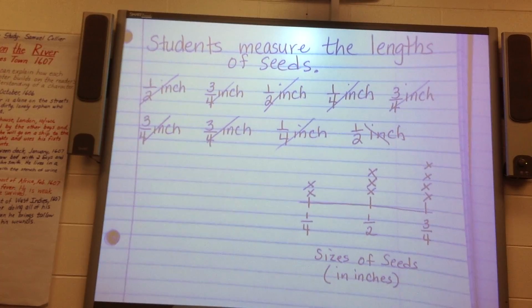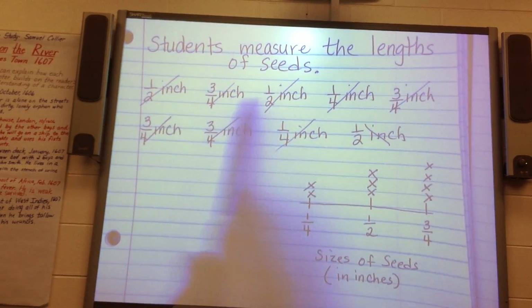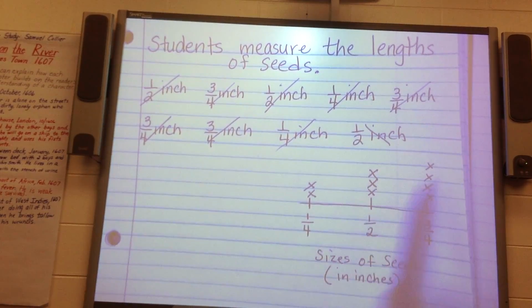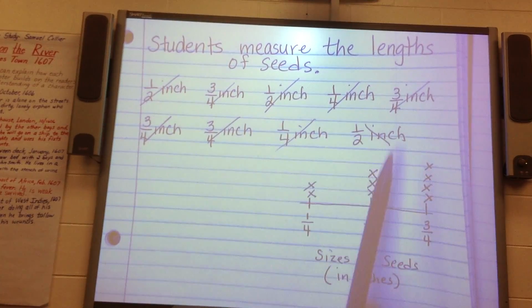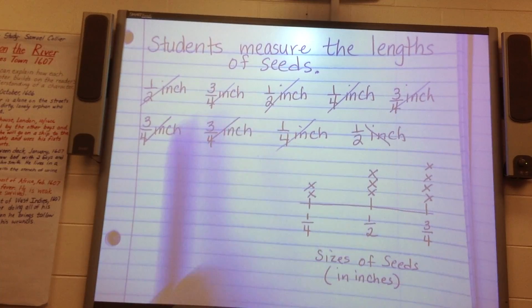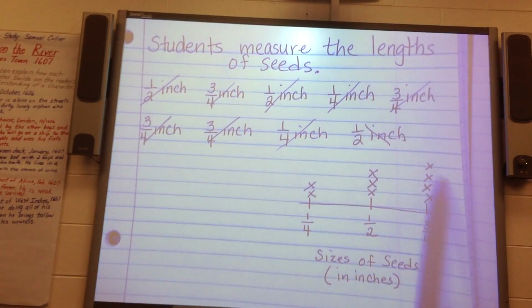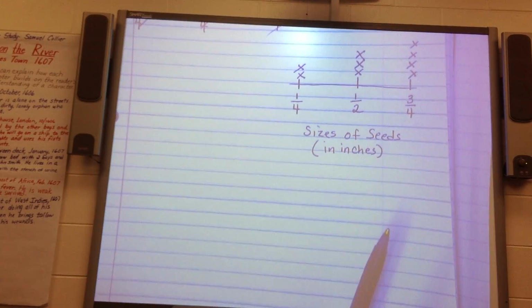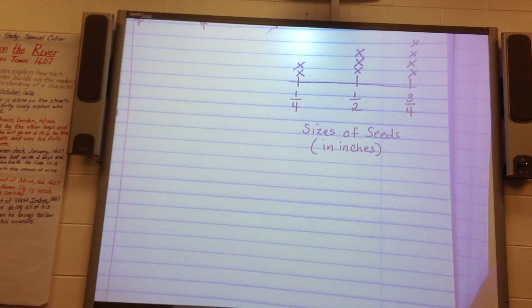Now that I have my line plot completed, I'm just going to double check. 1, 2, 3, 4, 5, 6, 7, 8, 9. And just a quick look, do I have the right number of 1/2? Yes, I do. Do I have the right number of 3/4? I certainly do. And then, of course, the 1/4. Yes, I do as well. Now I'm going to move this up a little bit because I no longer need that information. I have it located on the line plot.